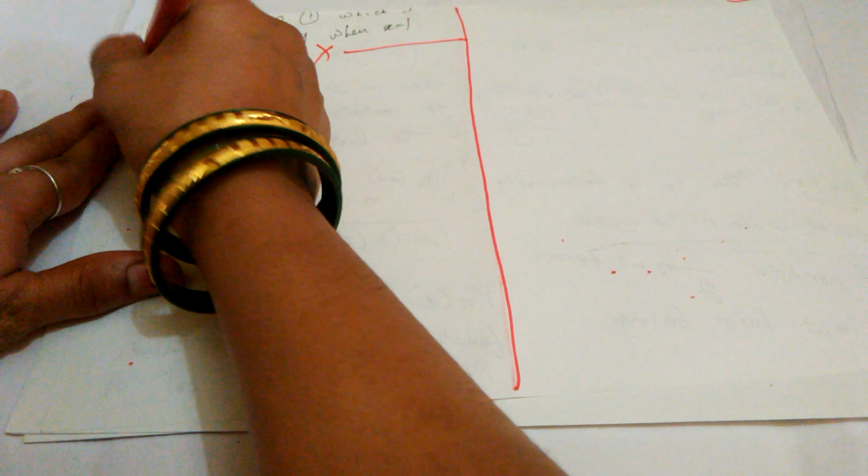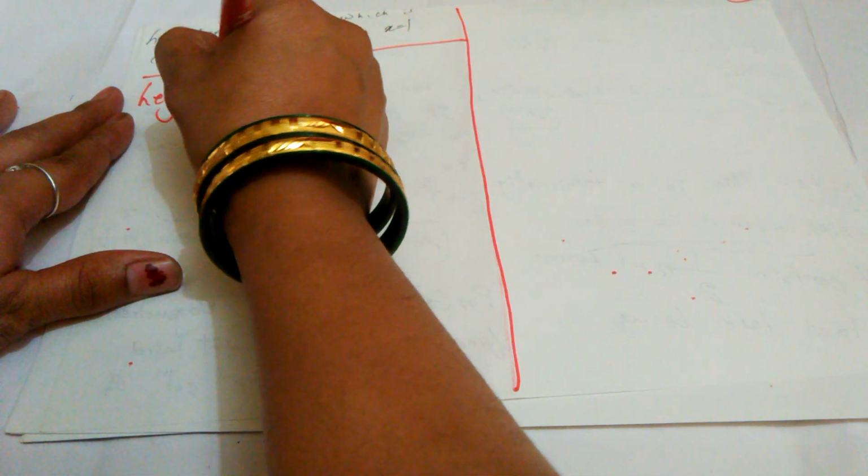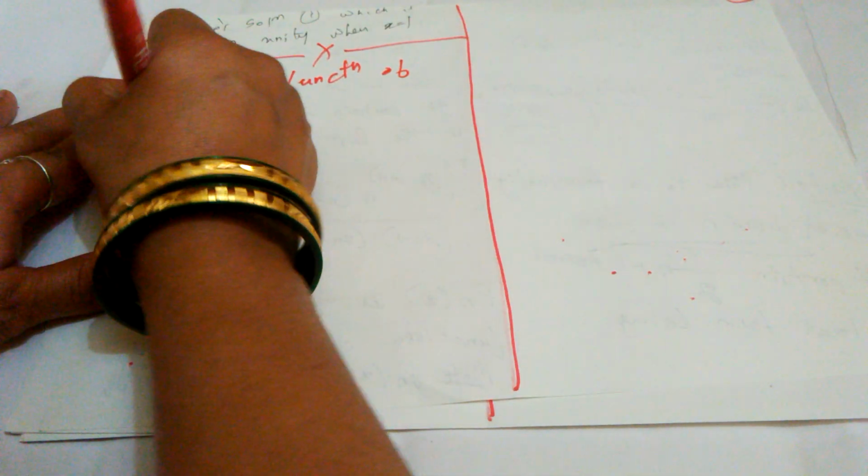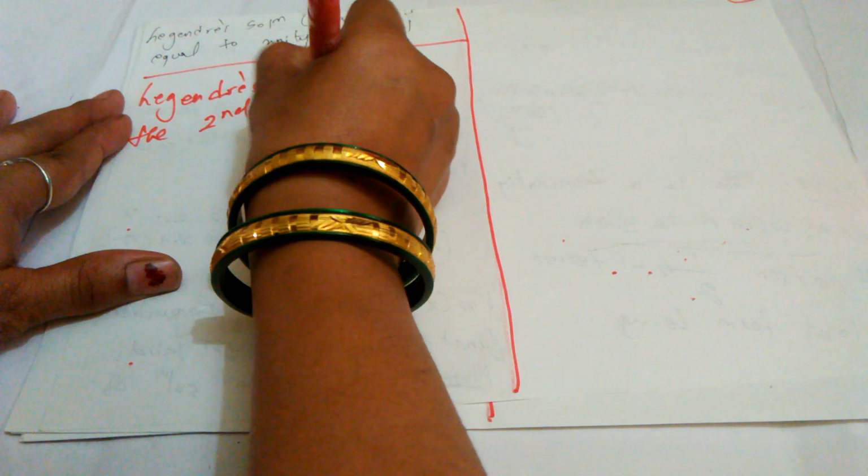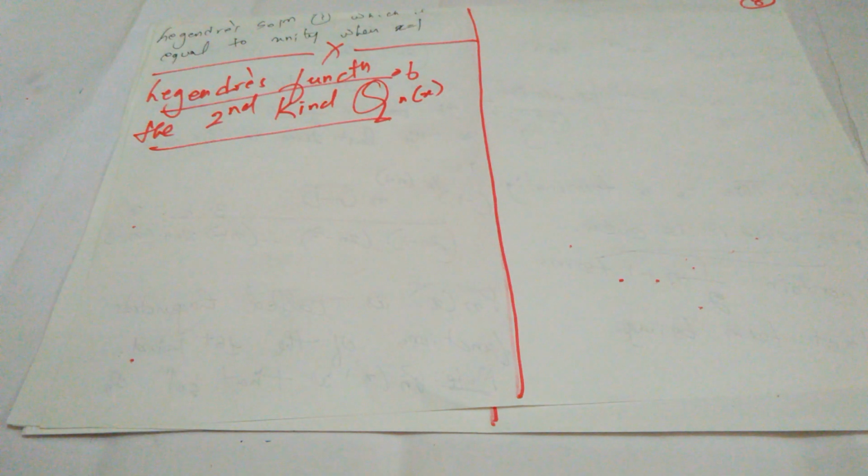Now we are going to determine the solution for the Legendre's function of the second kind. So let's begin that also. Legendre's function of the second kind, which is denoted as q of n into x. Okay, so for second kind we are using a symbol as q of n into x. Okay, so let's begin.